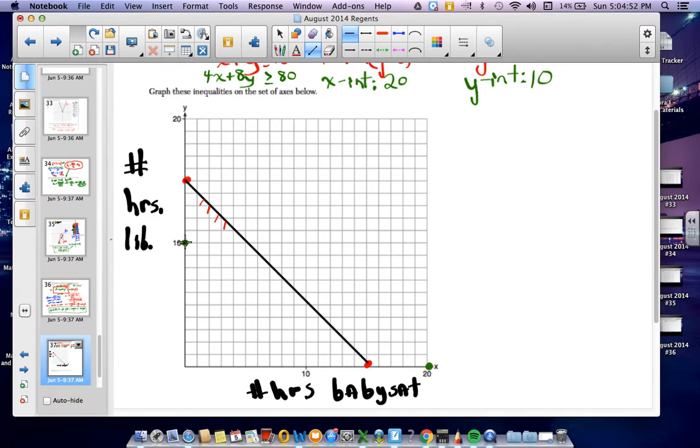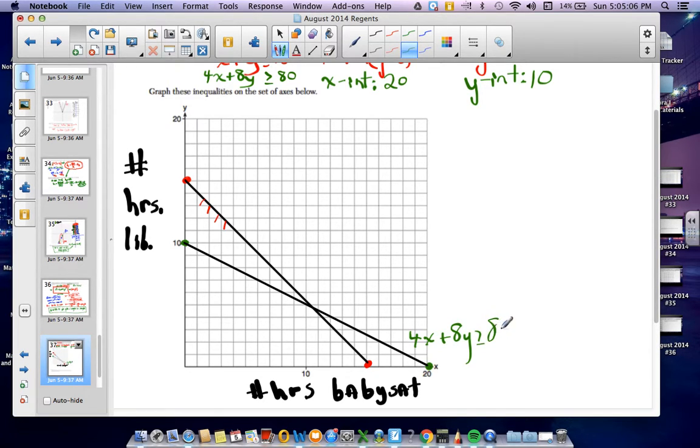We want to make sure, as always with the system, we want to label. So I'm going to label this green one, and I'll go back to the red one, plus 8y. And this one's going to be shaded above because it was greater than or equal to. And our red one was x plus y is less than or equal to 15.